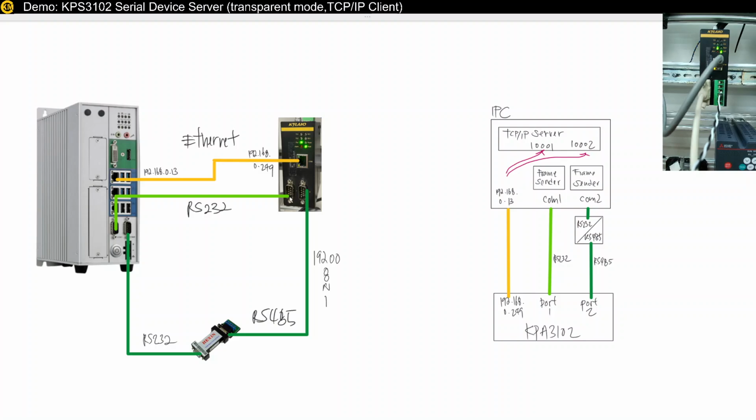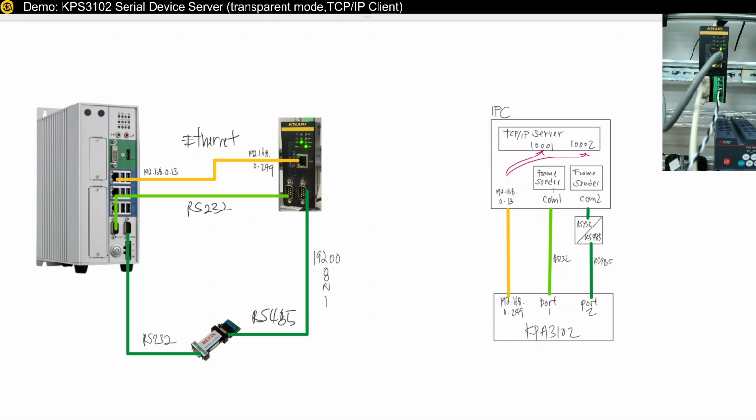So port 1 of the serial device server will be RS232, followed by RS485. Maybe later we will try to see if we can do some other things. The IP address is the default setting of 192.168.0.249, and my PC will be 192.168.0.13. Notice this is the schematic drawing of my testing today.